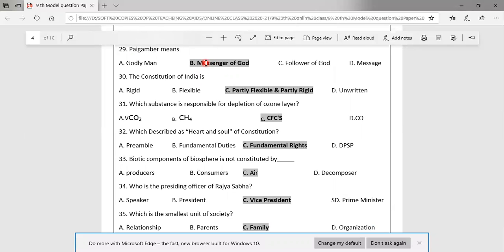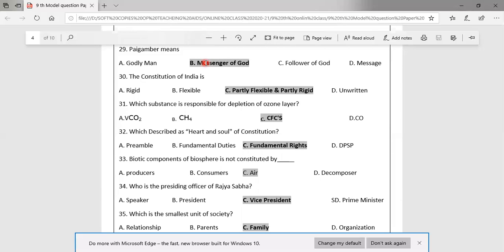13th question is, the constitution of India is option A, rigid. Option B, flexible. Option C, partly flexible and partly rigid. Option D, unwritten. Option C, partly flexible and partly rigid is the right answer.